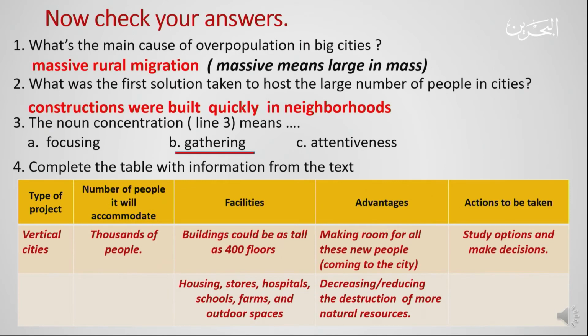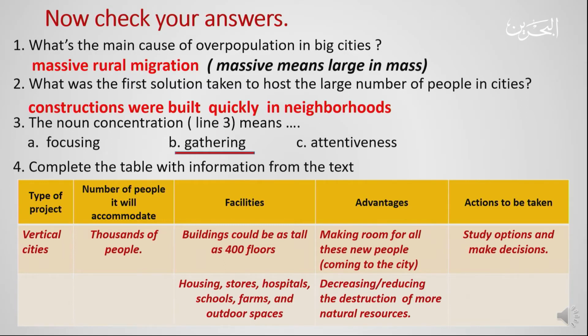Now, let's find your answers. So, very good. Number 1, massive rural migration. What do we mean by massive? We mean large and mass. Number 2, what was the first solution taken to host large numbers of people in cities? Very good. Constructions were built quickly in neighborhoods. And the meaning of the word concentration: gathering.